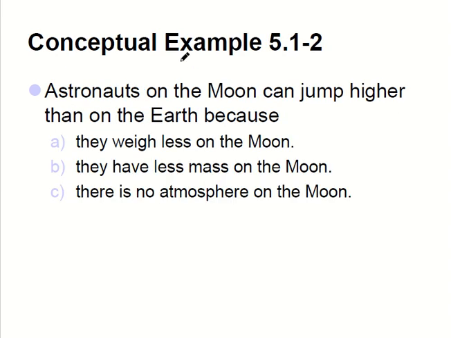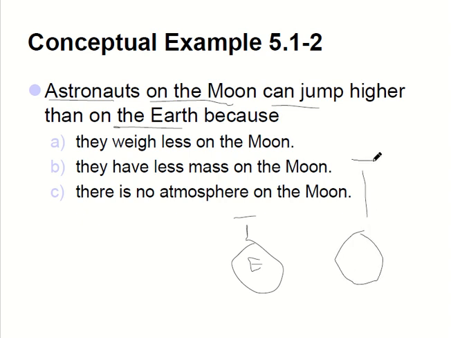All right, and then the next one is your conceptual example, 5.1-2. Here we are thinking about astronauts on the moon, and of course they can jump higher than on the Earth. If you jump about this high on the Earth, you would be able to jump higher on the moon. Of course, the same people.